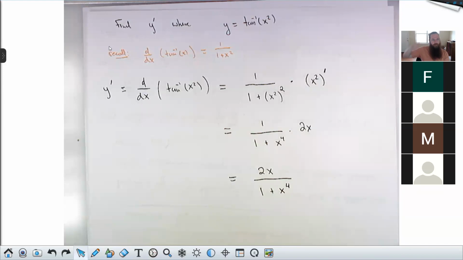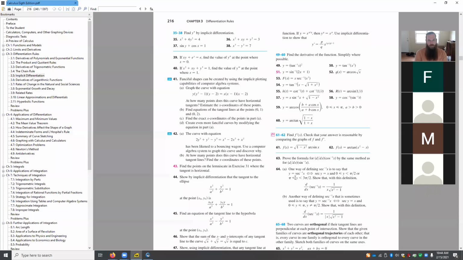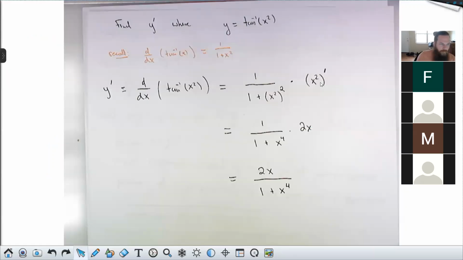All right. Questions on this one? If not, let's look at a couple others. We said we would do 52 also, right? The inverse cosine of the square root of x.